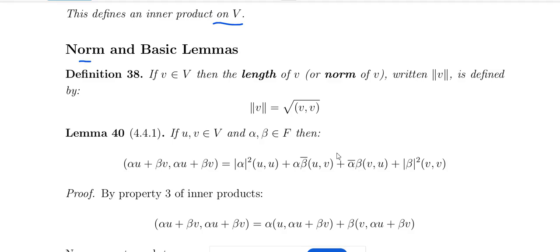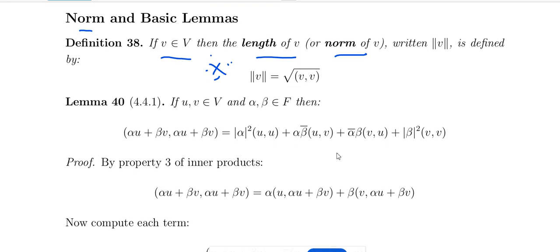And another very important definition: norm. How to define the norm? For any vector V, the length of V is called the norm of V. Norm means the length. The length of V is called the norm of V, written as norm of V. Norm of V equals the square root of the inner product of V comma V. That is a very important definition. First we saw the inner product definition, and this is called the norm.